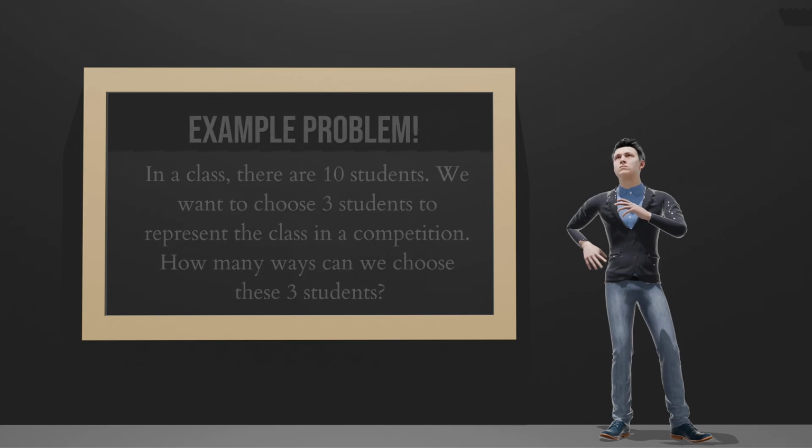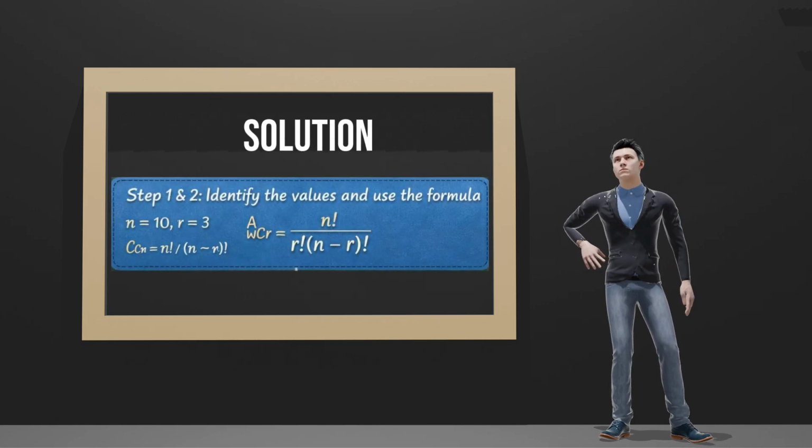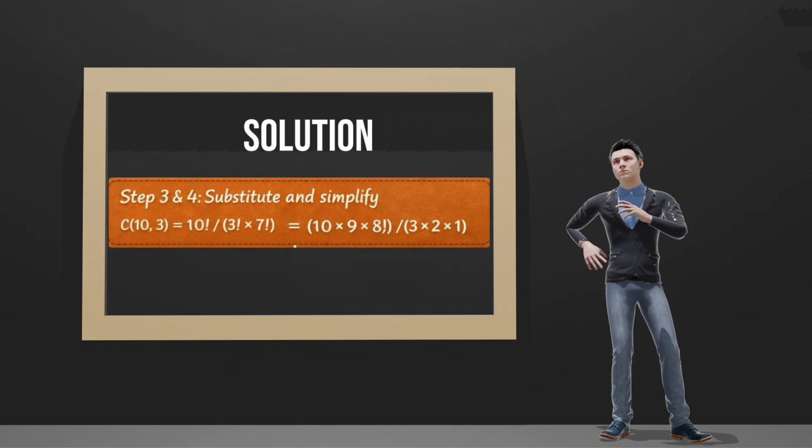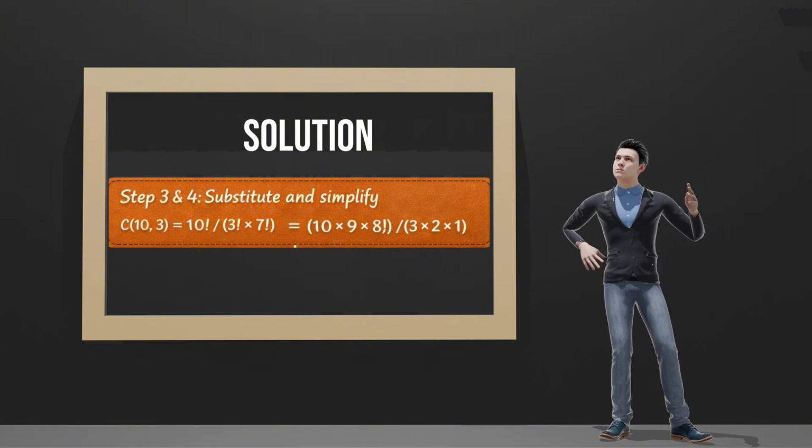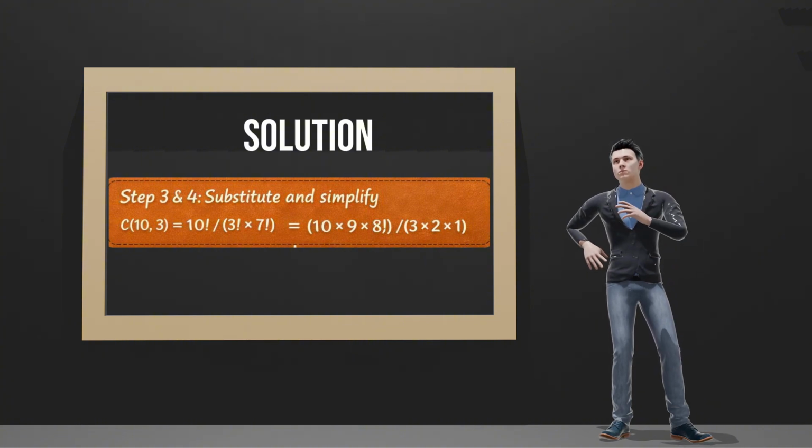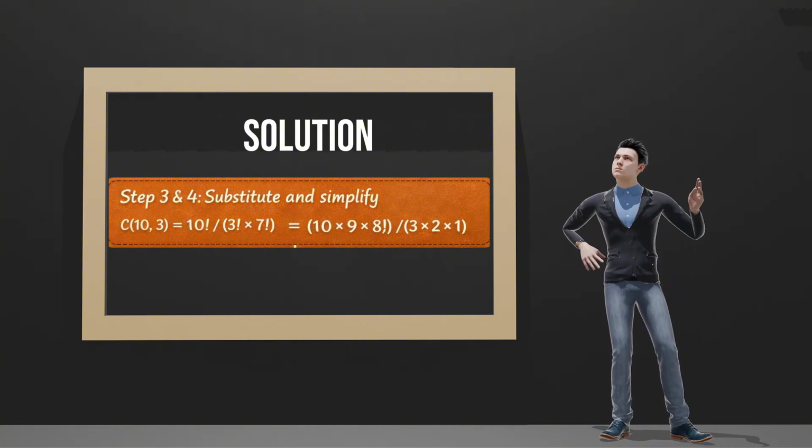To solve this problem, we first identify the values. The total number of students is 10, so n equals 10, and the number of students to be selected is 3, so r equals 3. Next, we substitute these values into the combination formula. C(10,3) equals 10 factorial divided by 3 factorial times 7 factorial. We then simplify the expression by reducing the factorial terms.